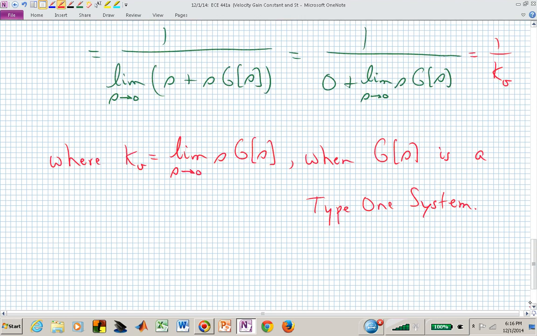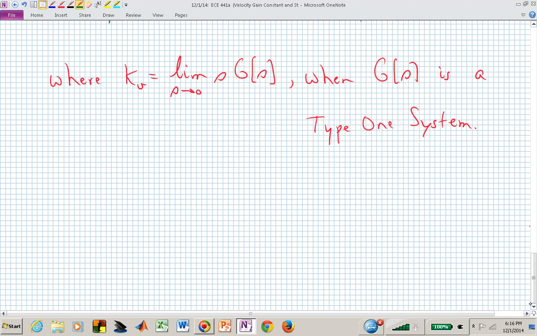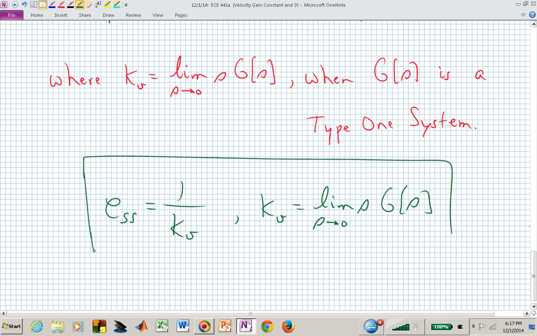We've then shown that for a type 1 system and a closed loop unity output feedback configuration, the steady state error due to a unit ramp is 1 over K sub v, so there's the relationship between the steady state error and this velocity gain constant, where K sub v is now defined to be the limit as s goes to 0 of s G of s. And that's what we set out to show.